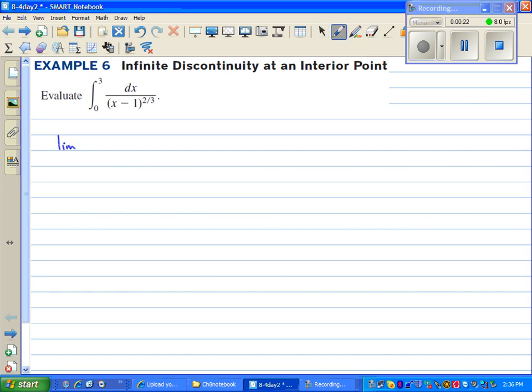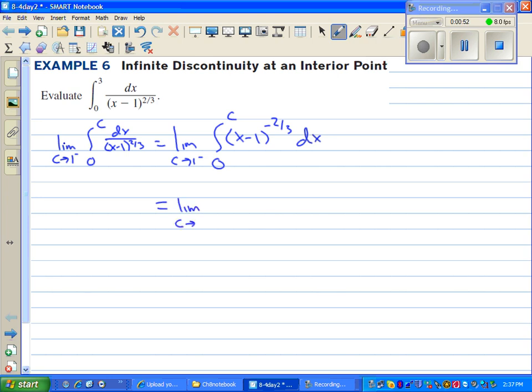The first limit is the limit as c approaches 1 from the left of the integral from 0 to c of dx over (x minus 1) to the 2/3. Now we're going to write that as the limit as c approaches 1 from the left of the integral from 0 to c of (x minus 1) to the negative 2/3. Then we can use the power rule to take the antiderivative: the limit as c approaches 1 from the left of 3 times (x minus 1) to the 1/3. There's the antiderivative. We're evaluating this from 0 to c.